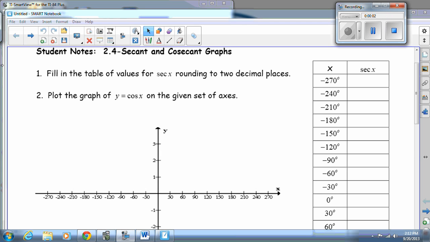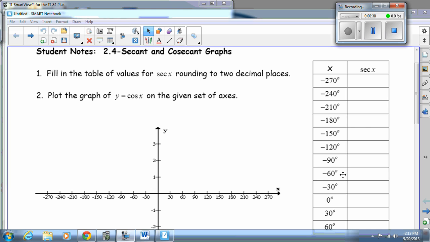Hello guys, our 2.4 notes are over secants and cosecants graph. By now you should be able to graph sine, cosine, tangent, and cotangents. Secants and cosecants are very related to sine and cosine. Now, you should know that secant is the brother of cosine as we mentioned in class, and cosecant is the brother of sine. So, in order for you to graph secant, you need to know that it's related to cosine.